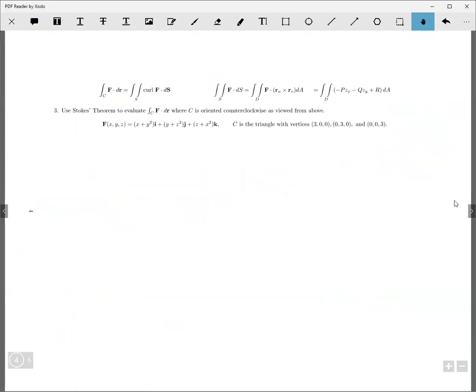Number 3, use Stokes Theorem to evaluate a line integral, where C is oriented counterclockwise as viewed from above. C is the triangle with vertices (3, 0, 0), (0, 3, 0), and (0, 0, 3).